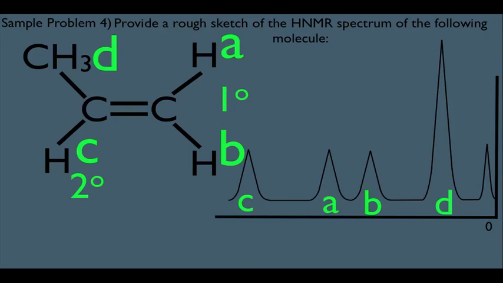And just to give you a rough idea of values here, the C hydrogen would actually peak at around 5.5 ppm. This is just to give you an idea of how powerful the shifting effect is due to double bonds. Notice this C hydrogen would peak almost halfway down the chart. The A and B hydrogens would peak at around 4.5, and the D hydrogens would peak at about 1.7.